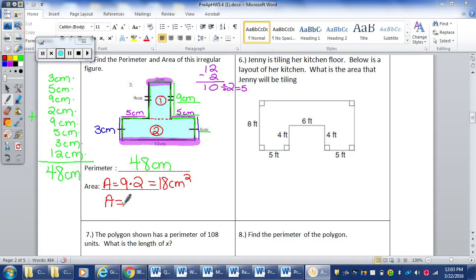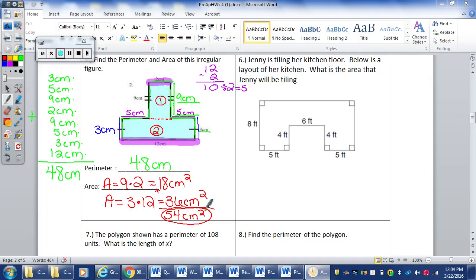Here, I think this is the one Emily gave me. We have a 3 by 12 in the second one. So let's do 3 times 12. And that is 36 centimeters squared. And then my last step to find the total area would be to add 18 plus 36. And class, what do I get when I add 18 plus 36? 54. Okay, very good. 54 centimeters squared.